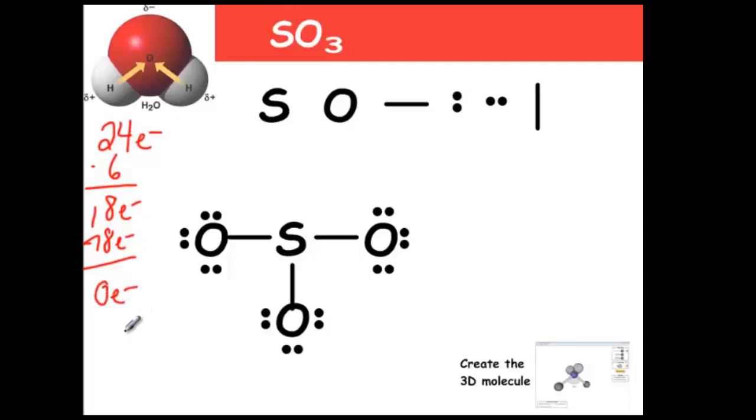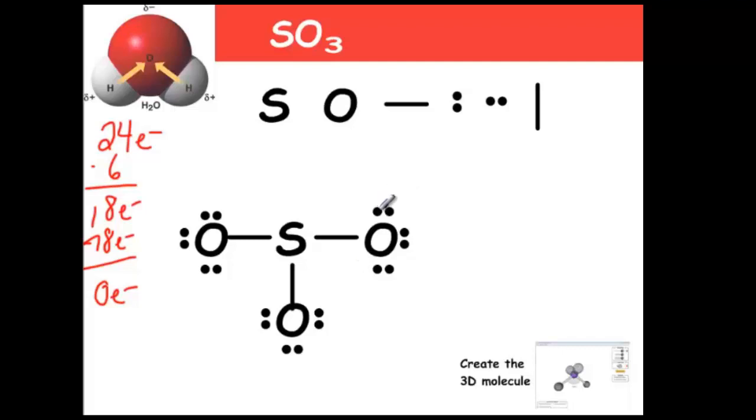It's down to 0. We're not done yet, because the sulfur in the middle doesn't have enough electrons. It only has 2, 4, 6. It's short 1 set of electrons. So what it's going to do, it's going to get another set of shared electrons from one of these oxygens. Eeny, meeny, miny, mo, pick your favorite oxygen. It doesn't really matter which one.